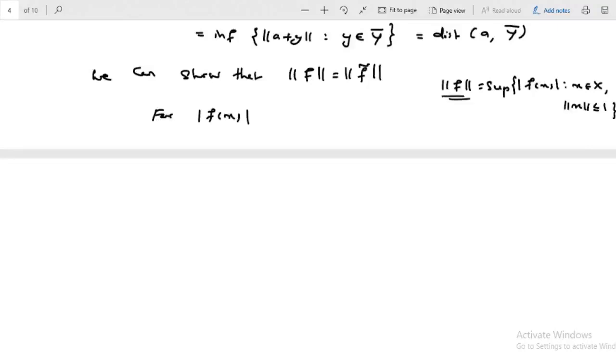This is norm of f. What is norm f tilde? Think similarly. Norm f tilde is the supremum of the set modulus, whose domain is X by Y closure, f tilde of x plus Y closure.